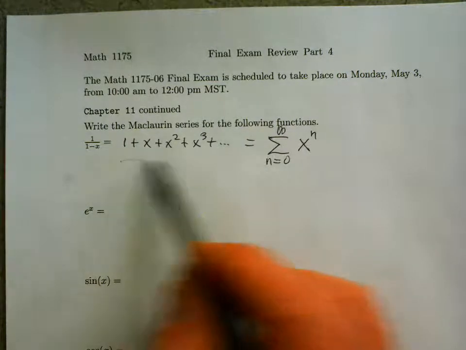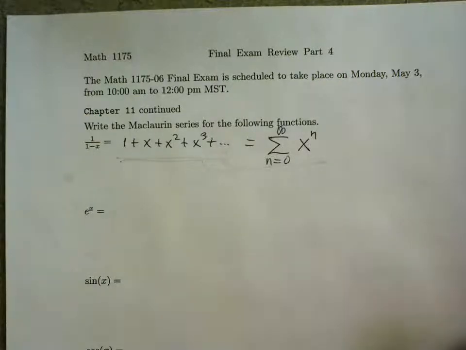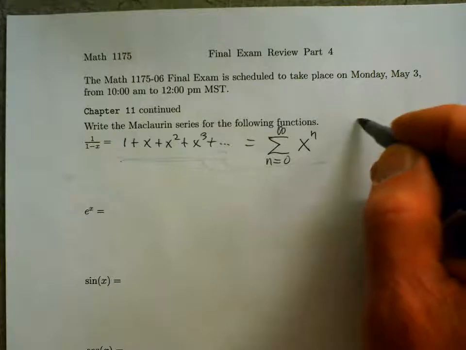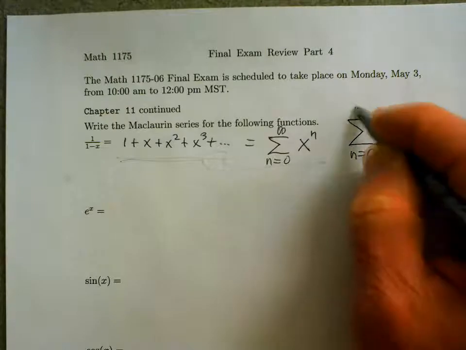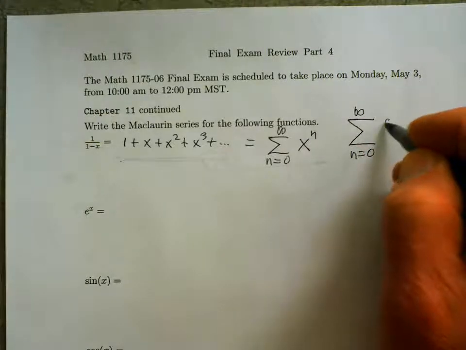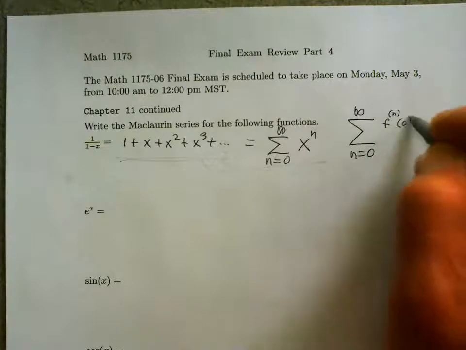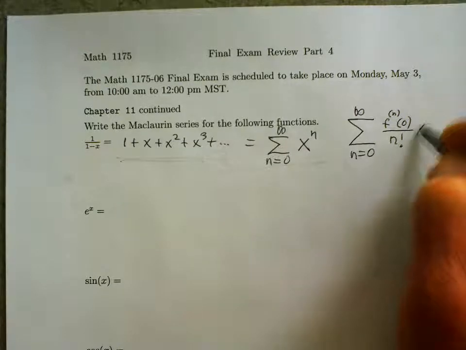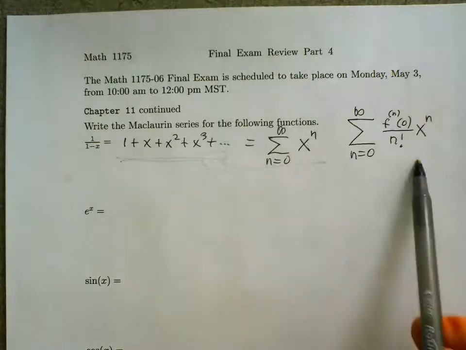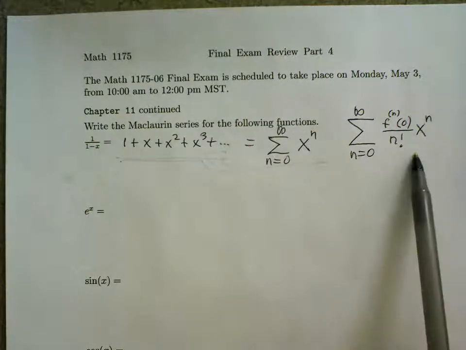The hard way to do this, if you don't remember it, is just to use the definition of a Maclaurin series. So Maclaurin series have this form. The coefficients are the nth derivative of the function f evaluated at 0 divided by n factorial. And those coefficients are multiplied by x to the n. So if you forget a particular formula, you can still figure out what it is.